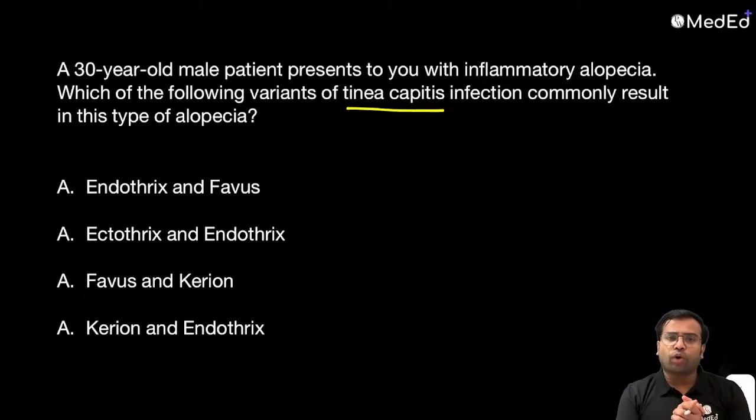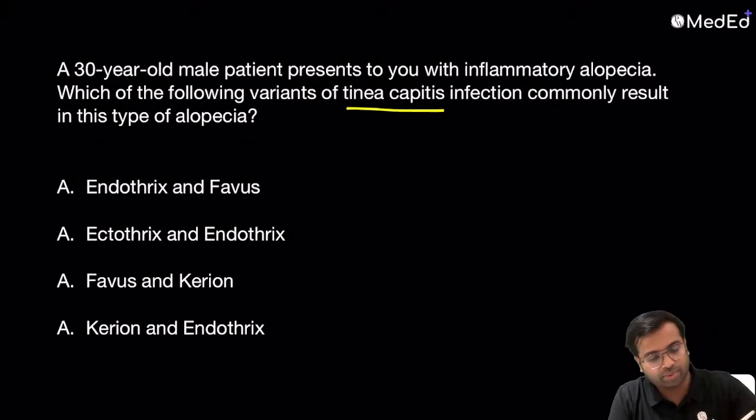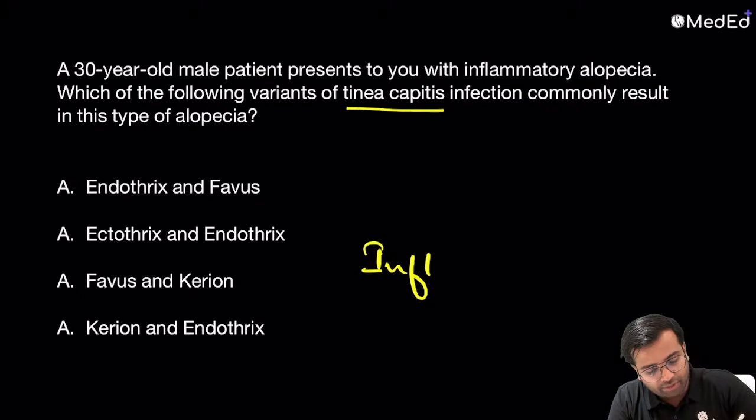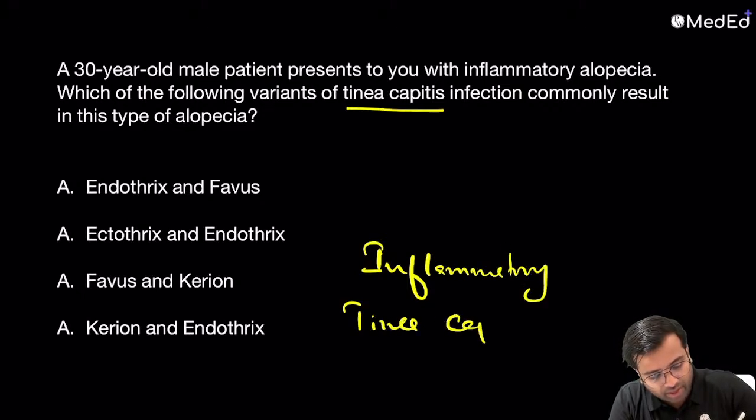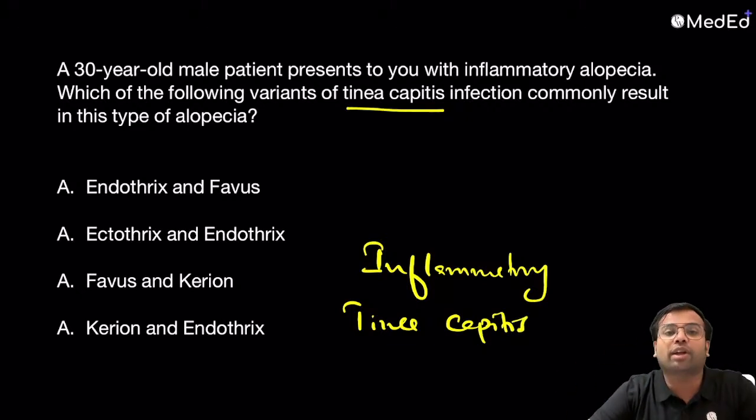Now let's see which of the following variants will commonly result in this type of alopecia. Is it endothrix and favus? Is it ectothrix and endothrix? Favus and kerion? Kerion and endothrix? So for that, you should remember what are the types of inflammatory tinea capitis. We have discussed today itself about what is one type of inflammatory tinea capitis. What was that? It was kerion.